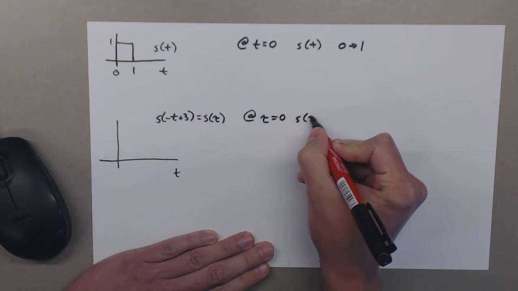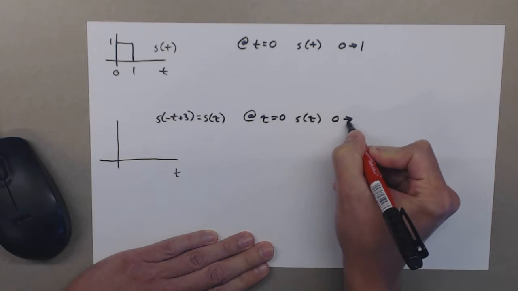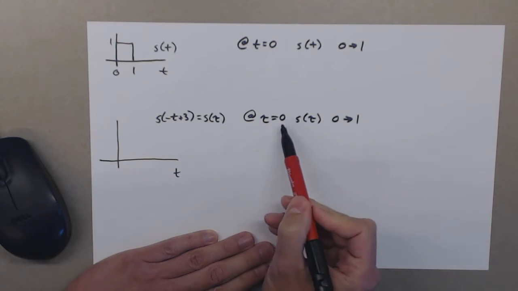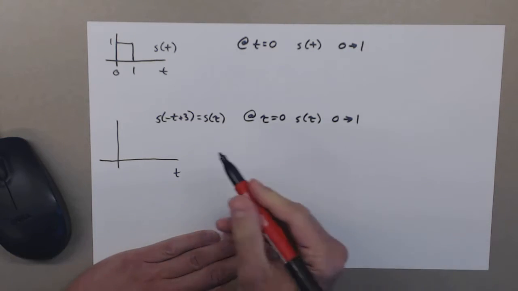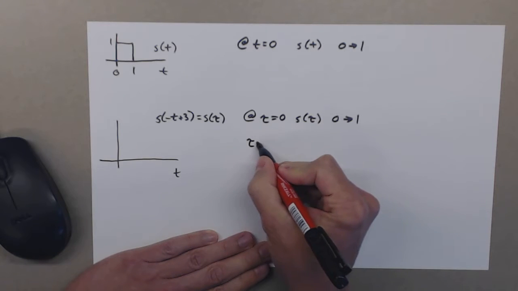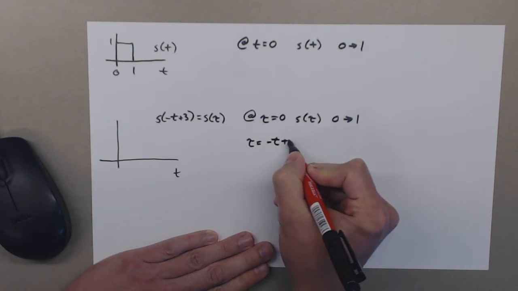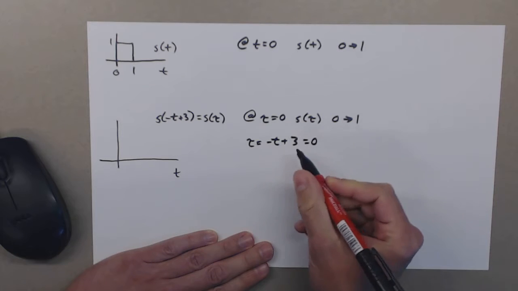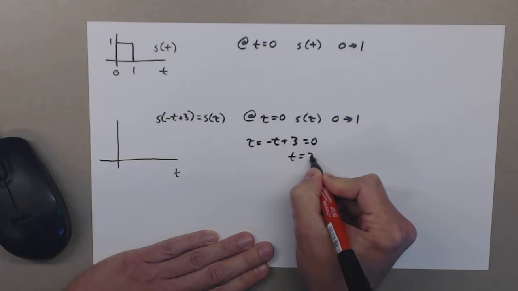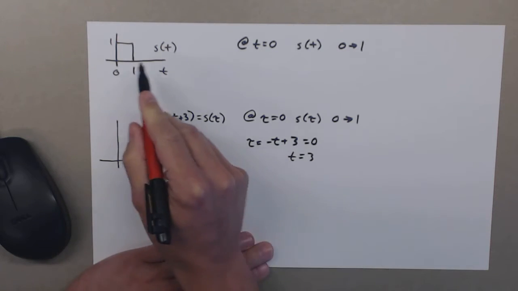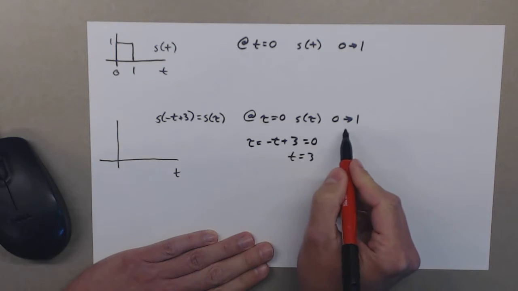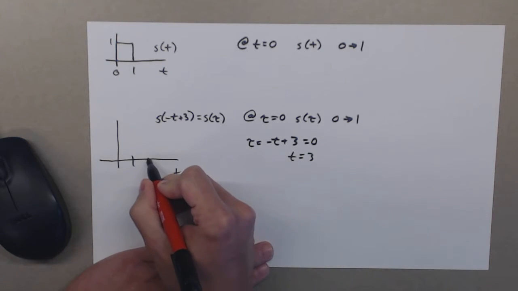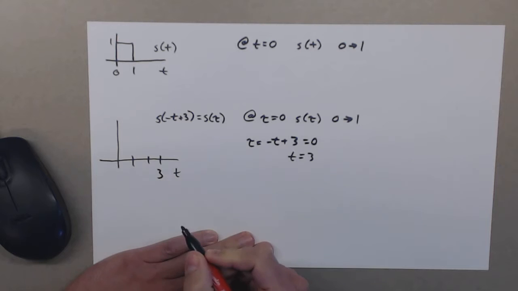If we write that out, again, when tau equals 0, S of tau is going to go from 0 to 1. Well, what's tau? Tau is minus t plus 3. In this case, we're setting it to 0, so t equals 3. And so now we know our shifted signal is going to do this thing, go from 0 to 1 when t equals 3.